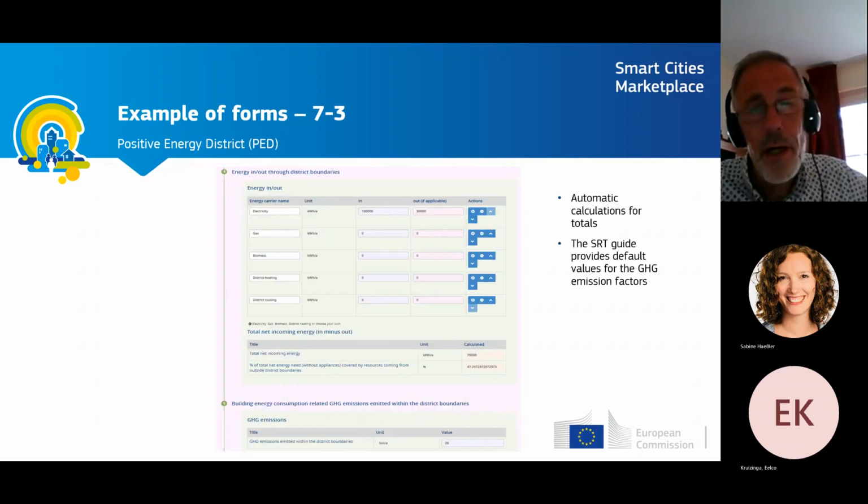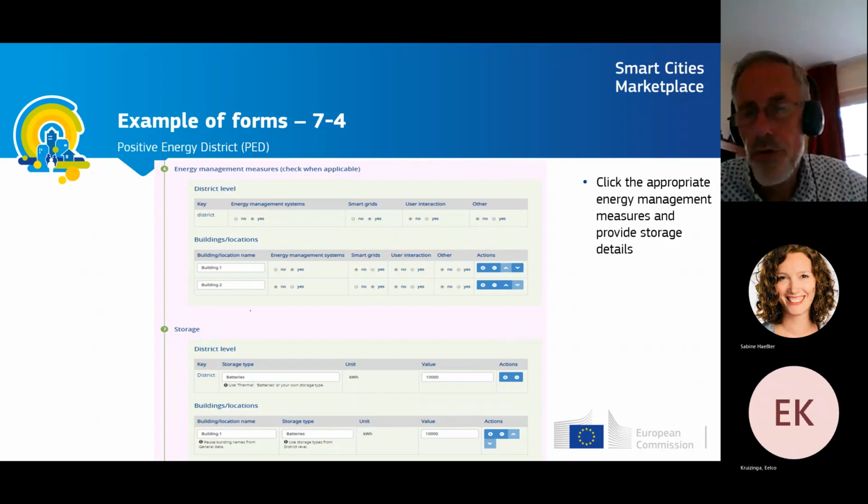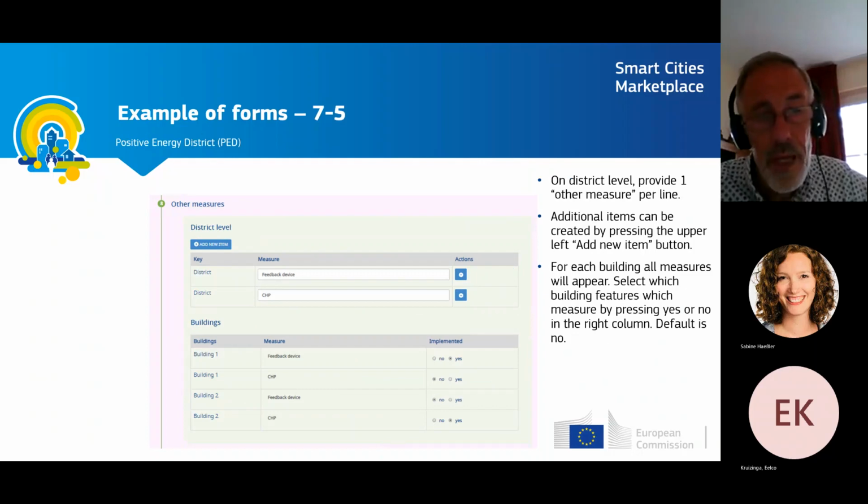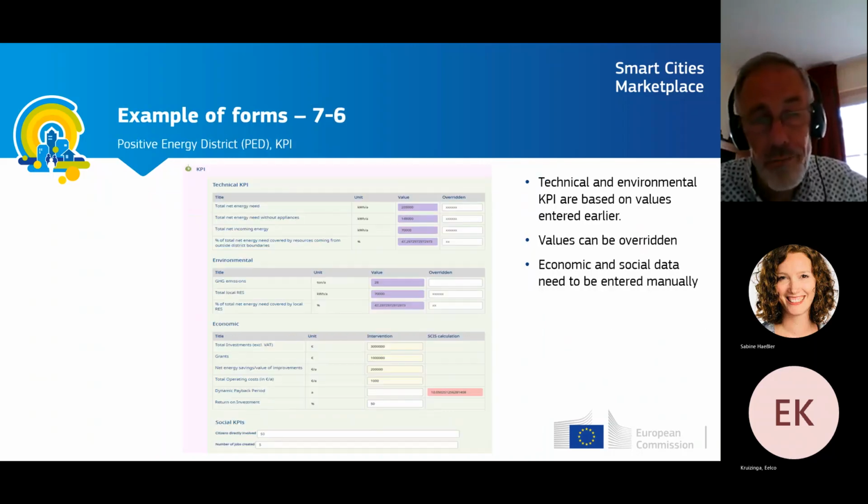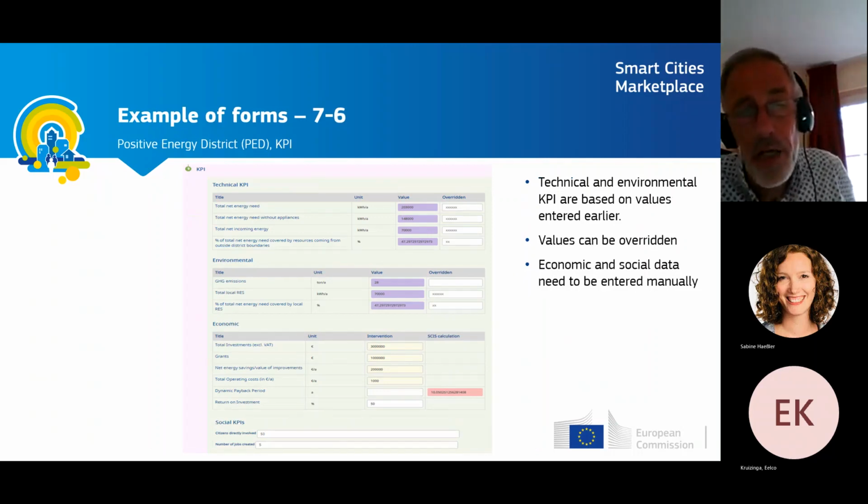and information about energy flow in and out of boundaries. This is all kind of a copy of the best table, so it is relatively easy to fill it out. Some quantitative or qualitative information about will you have a smart grid or not? Will there be user interaction or not? Will there be energy management or not? This is a matter of clicking the right buttons. Similar things hold about storage, and whether there are measures on district level or not. And then the KPI are the summary over the district of all the things that has been entered.